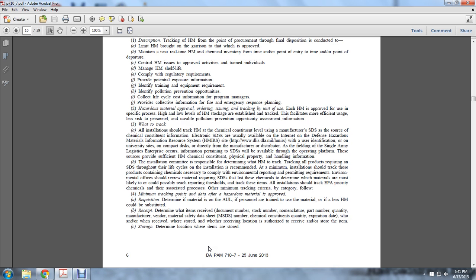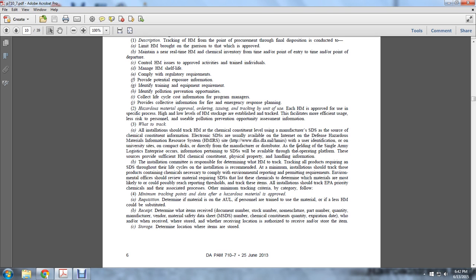Okay, what to track? All installations should track hazardous material at the chemical constituent level, using the manufacturer's safety data sheets as the source of chemical constituent information. Electronic safety data sheets are usually available on the Internet from the Defense Hazardous Material Information Resource System, or HMIRS, at www.dlis.dla.mil/hmirs, or on a compact disc directly from the manufacturer or distributor.